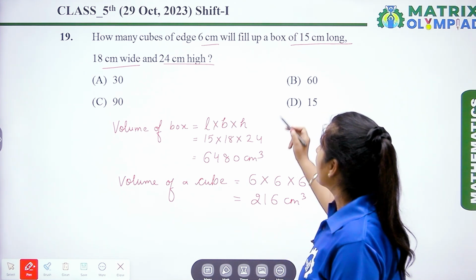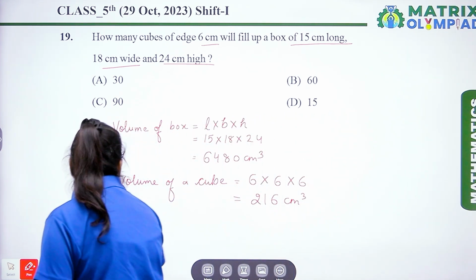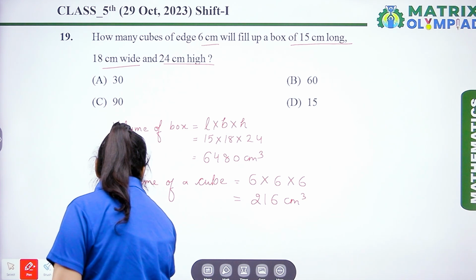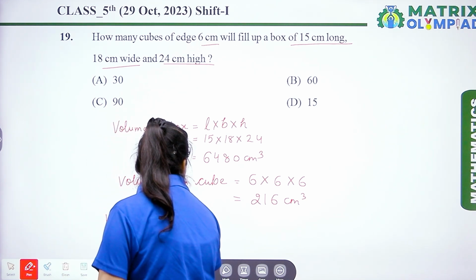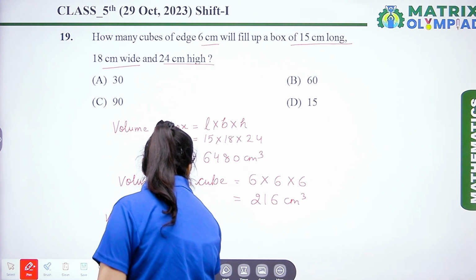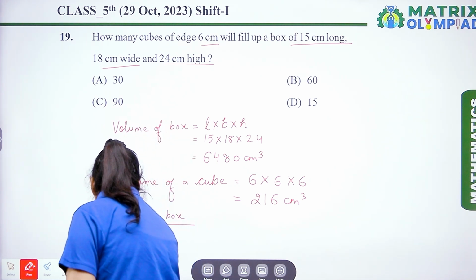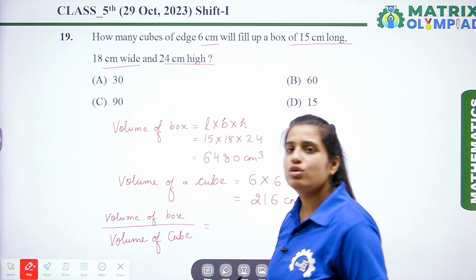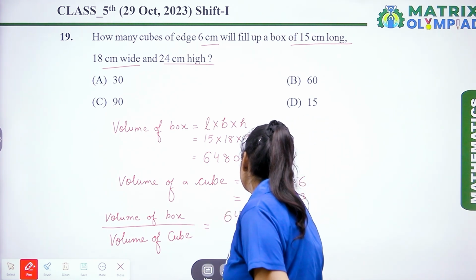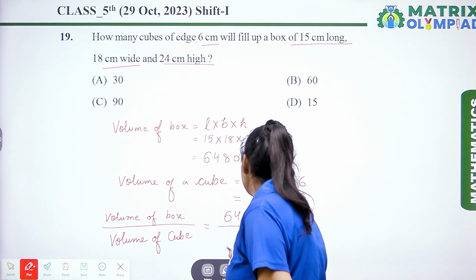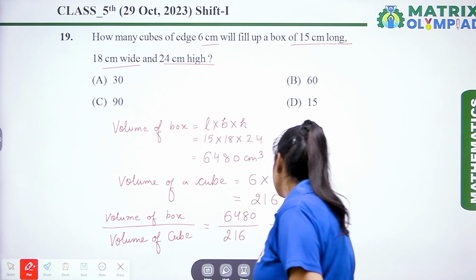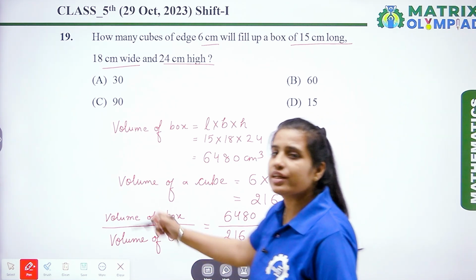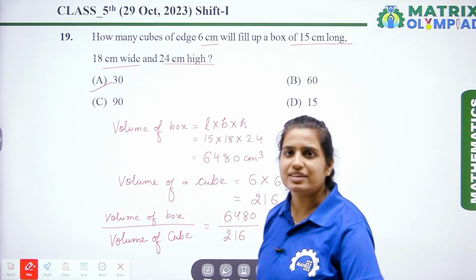So we have to find out the number of cubes. Here to find out the number of cubes, we are going to divide volume of box by volume of cube. So here volume of box is 6480 upon 216. That is equal to 30. So here option A is the correct answer.